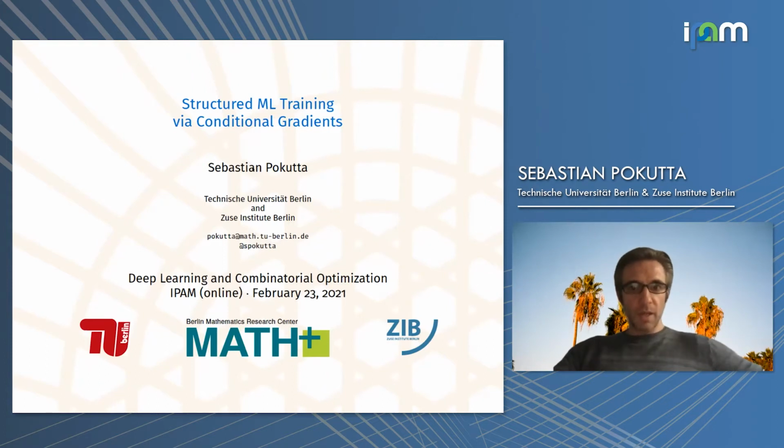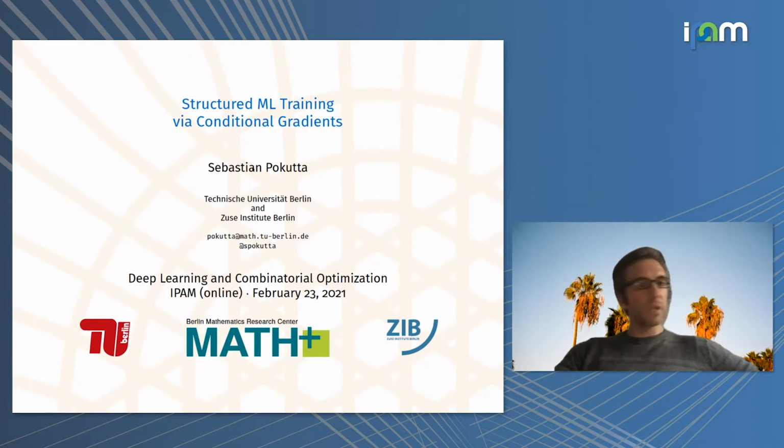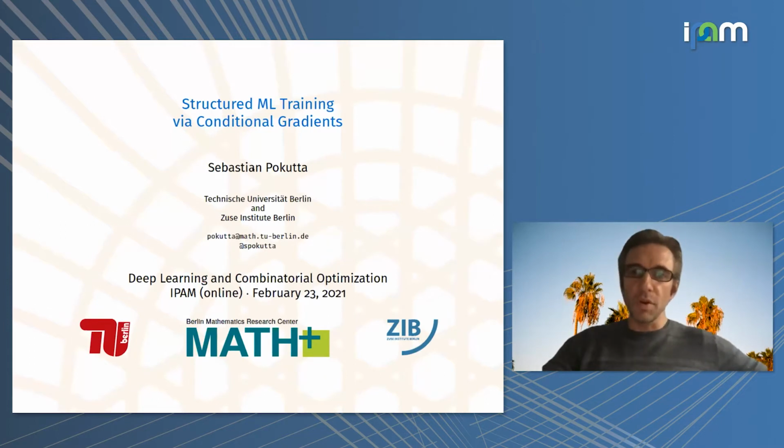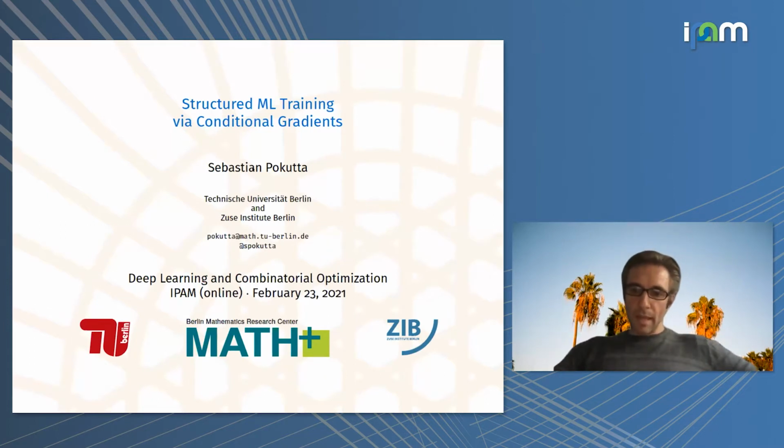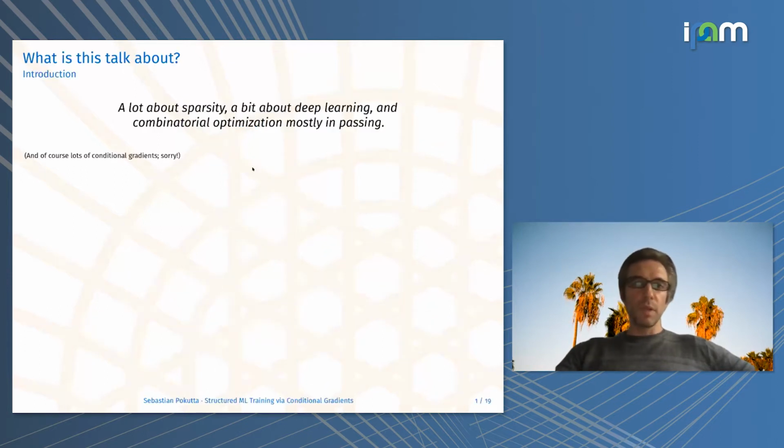So what I would like to talk about today is structured ML training via conditional gradients. And that's going to be a bit of an advertisement type of talk for conditional gradient methods. So what's this talk going to be about? This talk is going to be a lot about sparsity, a bit about deep learning, and we will also have some combinatorial optimization aspects here, however, mostly in passing. And as the title indicated, there will be lots of conditional gradients.